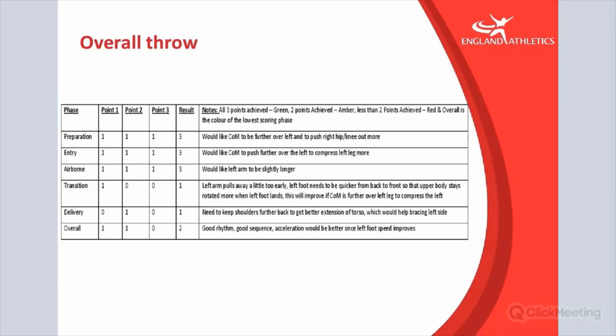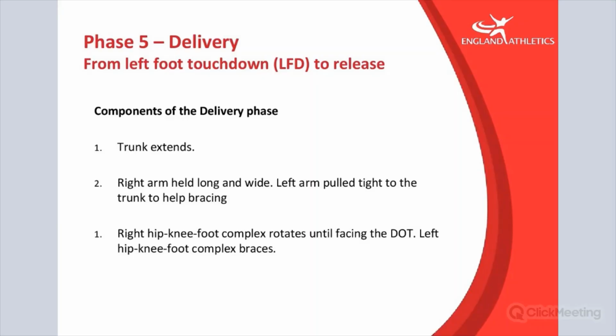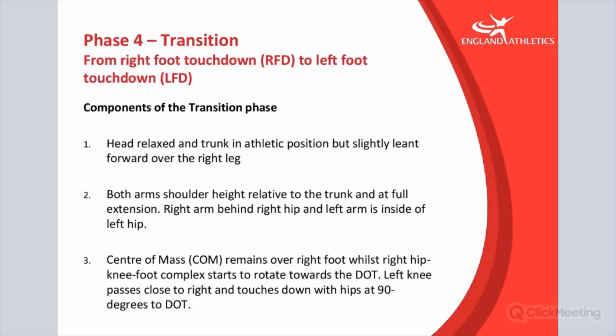The transition phase, so I only scored her 1 on this. You need to be reasonably critical if you're going to help these athletes improve. Let me go back to the transition phase just to show you what the points were. So the points were head relaxed, trunk in an athletic position, slightly bent over her right leg, which she was. Both arms shoulder height relative to the trunk and at full extension. So her left arm wasn't in full extension, so I didn't give her that specific component.